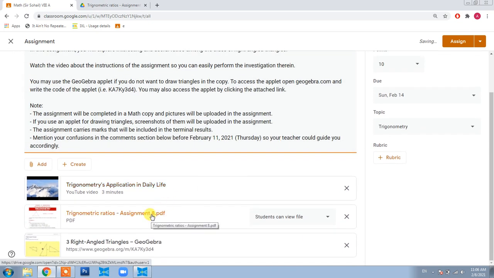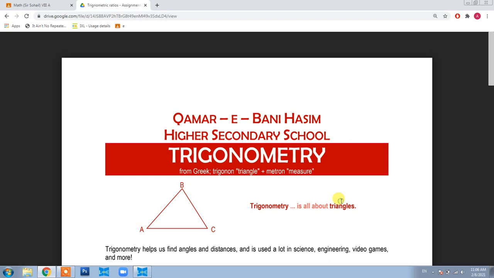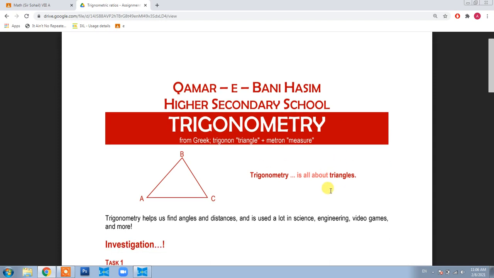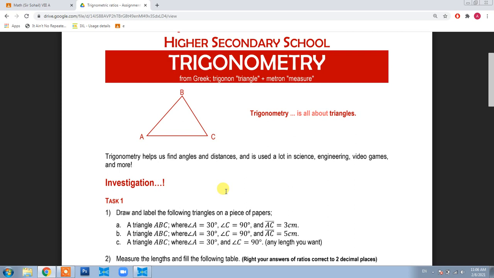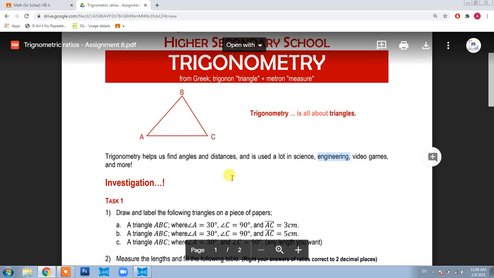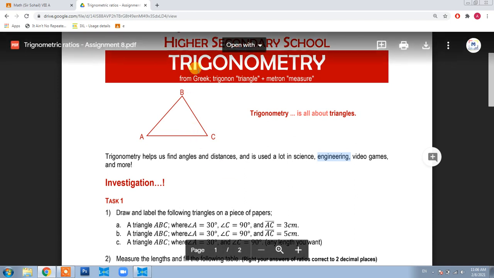Okay, now let's move towards the assignment. You will click this and your assignment will be in front of you like this. The assignment is about trigonometry, and trigonometry is all about triangles. And why are we learning triangles so much? Because triangles are everywhere in our world, if you see from a mathematical eye, right? You will start viewing triangles all around you when we discuss in upcoming assignments. So it is used in science, engineering, video games, and many more applications. In structures, everywhere triangles are there, and so trigonometry, right?